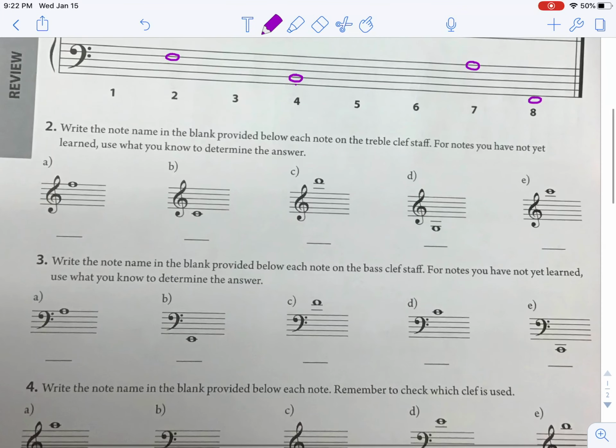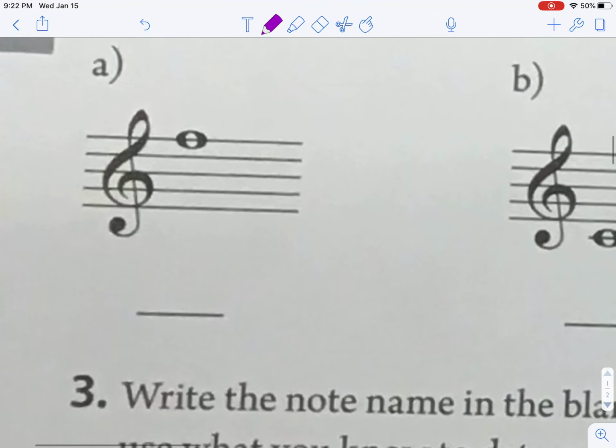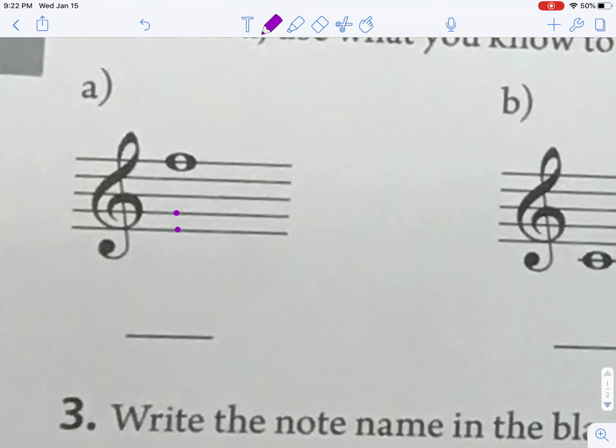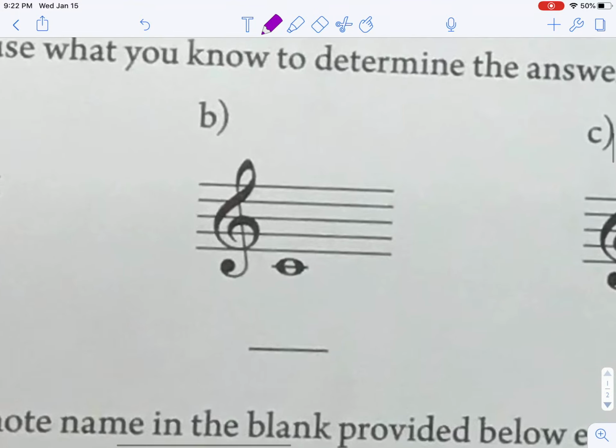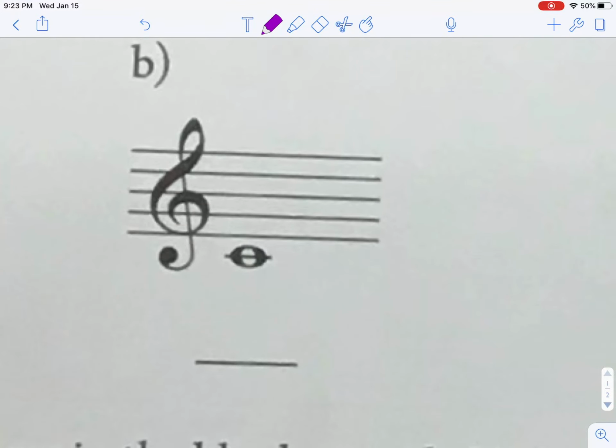Number 2, write the note name in the blank provided below each note on the treble clef staff. For notes you have not yet learned, use what you know to determine the answer. This is so easy, guys. Here we go. You ready? Every Good Boy Deserves Fudge. There's an F. Boop. Easy. All right. Every Good Boy Deserves Fudge and Cake. And cake. That guy is a C.